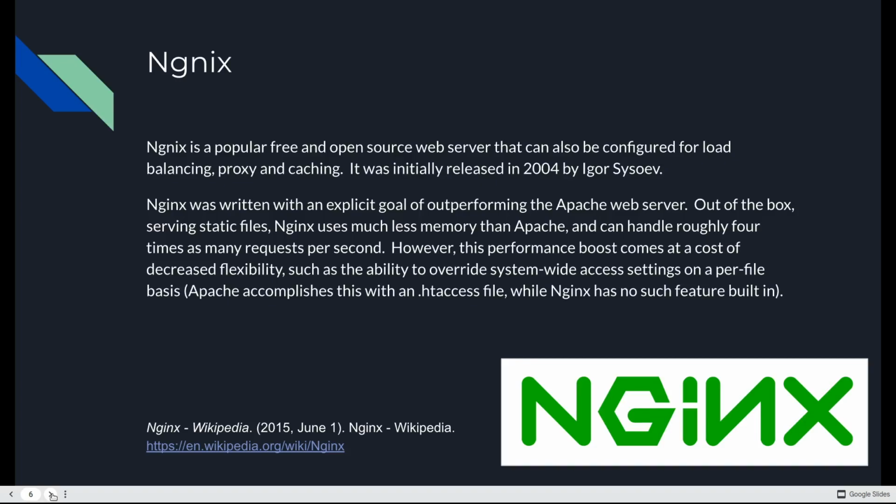Now, as you saw previously, Apache is one of the most popular ones, but it's not the most popular one, at least at the moment. And when you're watching this, that may have changed. It might actually be the most popular one again. Nginx, and that's how it's pronounced, is also a popular web server that is both free and open source. It can be configured for load balancing, proxying, and caching in addition to just being a web server.